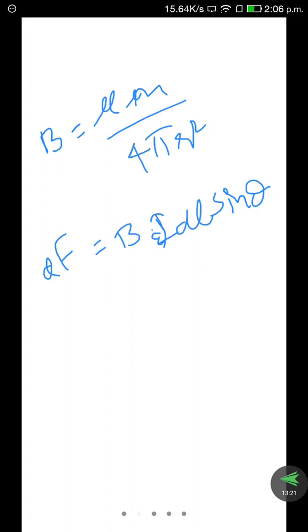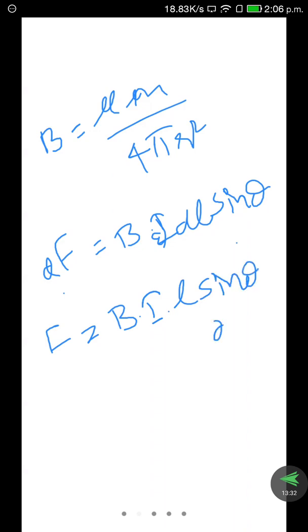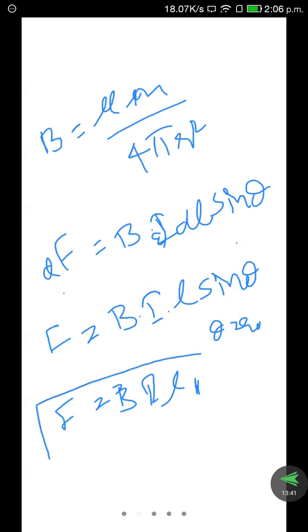This is for the small portion, right? So if you want it for the entire portion, F is equal to B into I into L sin theta. If you substitute theta is equal to 90 degrees, therefore F is equal to B I L. Sin 90 is 1, multiplied by 1. So F is equal to B I L. The force unit is the newton. So this is the actual force that exists on the conductor when we place the unit N pole at location P.